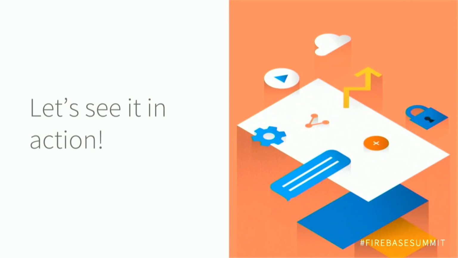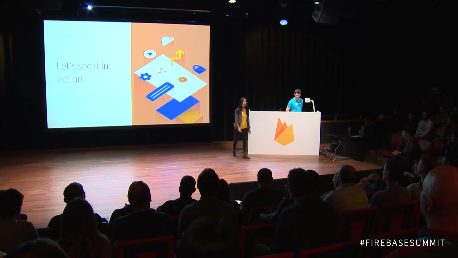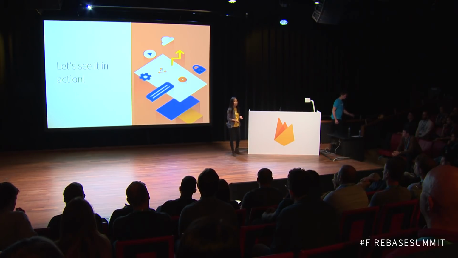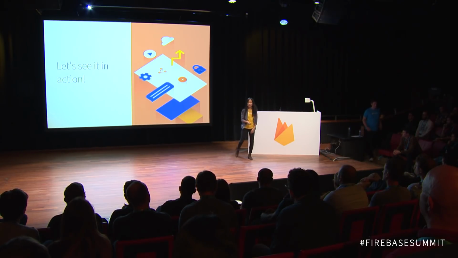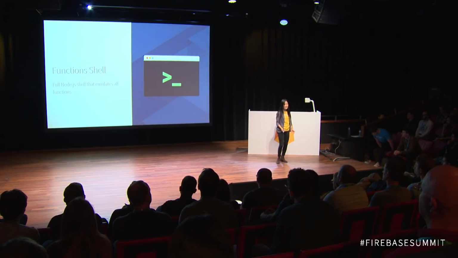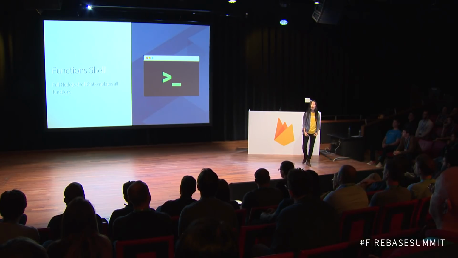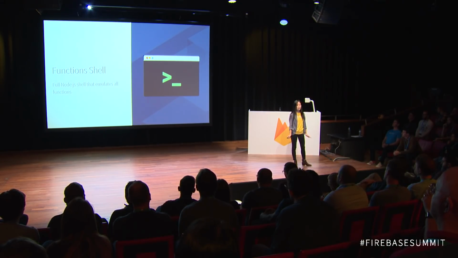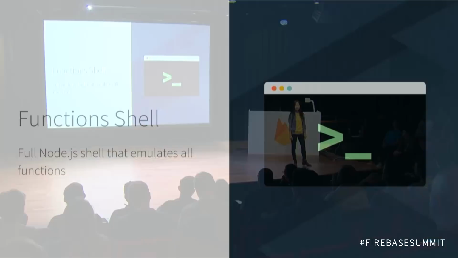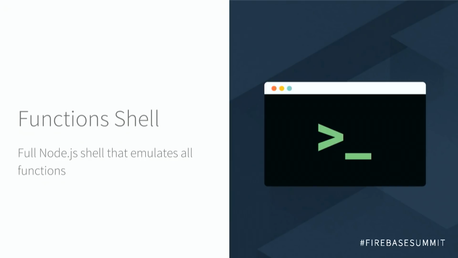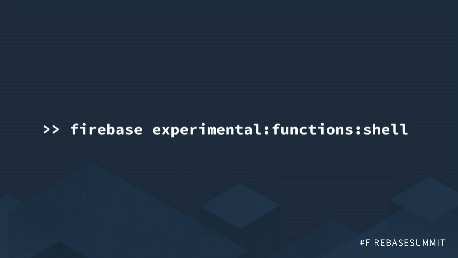So we were able to test out our HTTPS function, but if you remember, there were actually more functions in our directory. There was a database function. So how do we test that? We have another tool called the functions shell, which will emulate all of the functions in your project, no matter what trigger type they listen to. This is a full Node shell that is interactive that you can use regular JavaScript code with. How you use it is, again, through the Firebase CLI by running Firebase experimental functions shell.